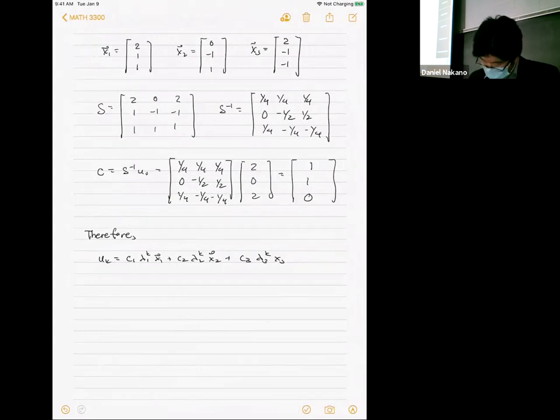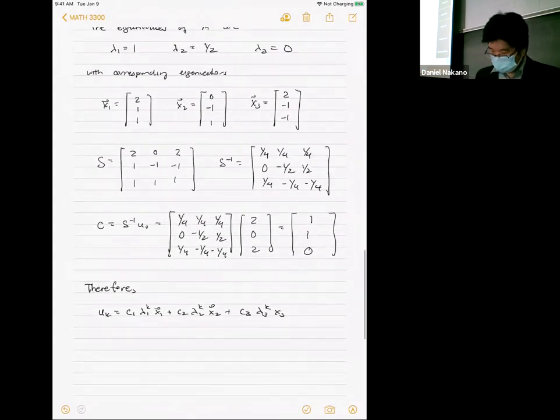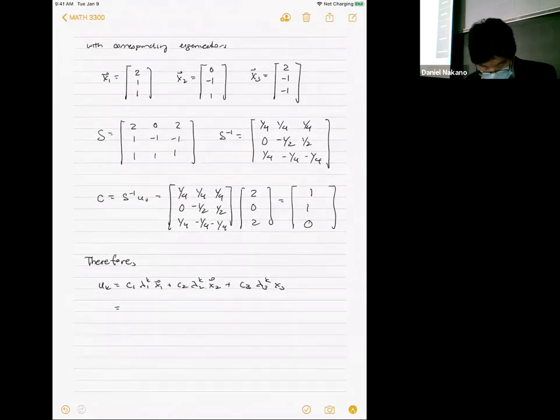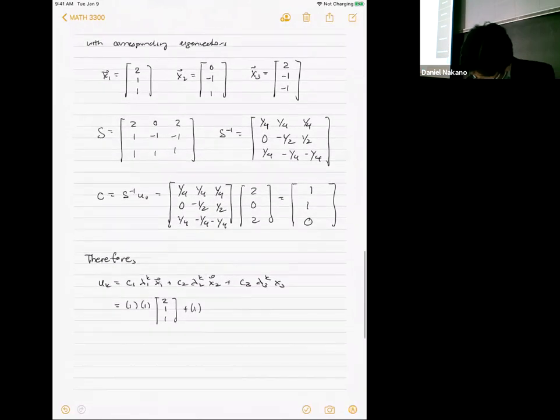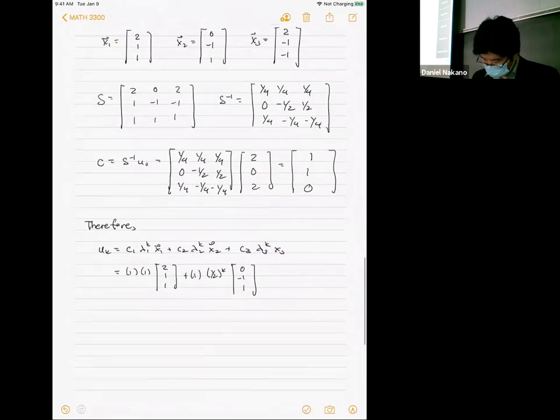So remember what lambda 1, lambda 2, and lambda 3 are. They're 1, 1/2, and 0. For the first one, what is C1? C1 is 1. So let me just write this out. I get 1, 1, and the first vector is 2, 1, 1. C2 is 1. The second eigenvalue is 1/2, and x2 is going to be equal to 0, minus 1, 1. And then I get 0 for the third eigenvalue, so I don't have anything else.